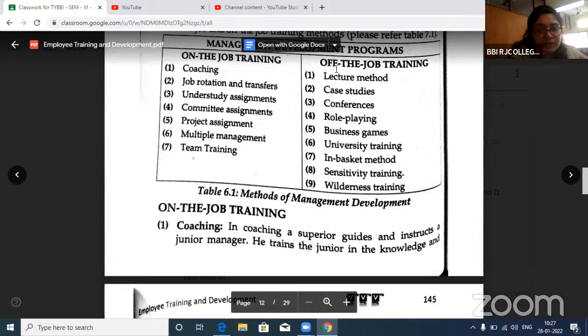Next, sensitivity training. Sensitivity comes into play when employees are very emotional, when we need to check their psychology, we need to check their IQ level, SQ level, and EQ level. So that is known as sensitivity training.